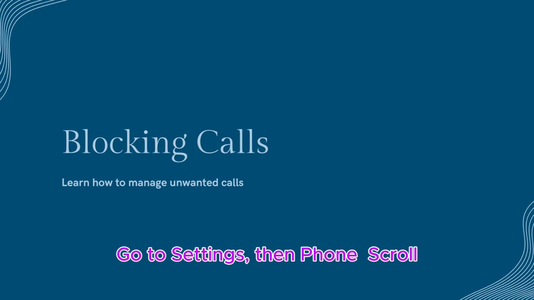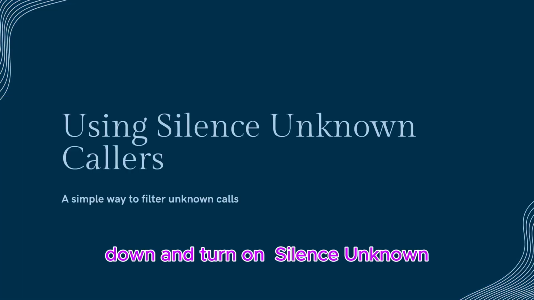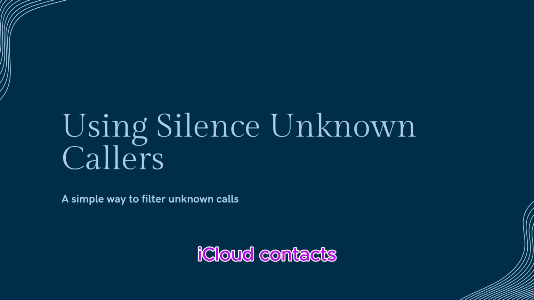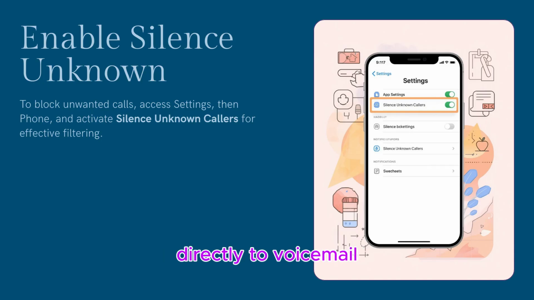Go to Settings, then Phone, scroll down and turn on Silence Unknown Callers. This sends calls from numbers not in your contacts, iCloud contacts, or recent outgoing calls directly to voicemail. It will affect any number from that area code that isn't saved.